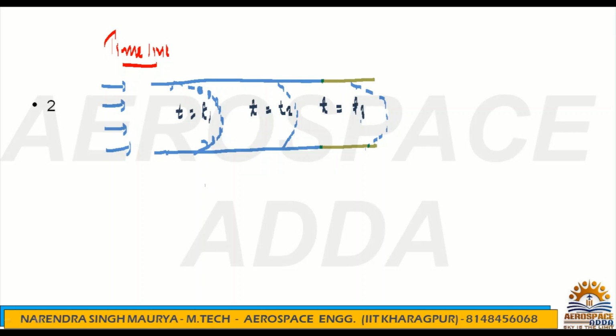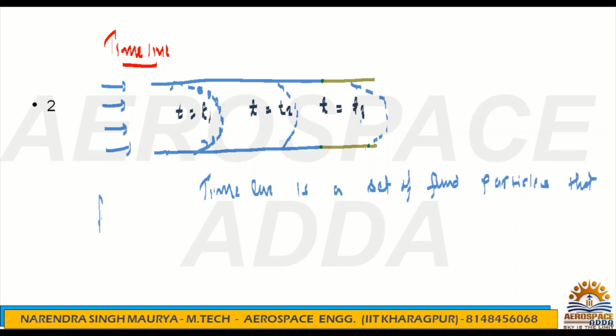So a timeline is a set of fluid particles that form a line at a given instant. Instant means we are talking about the time, given instant t equal to t1.